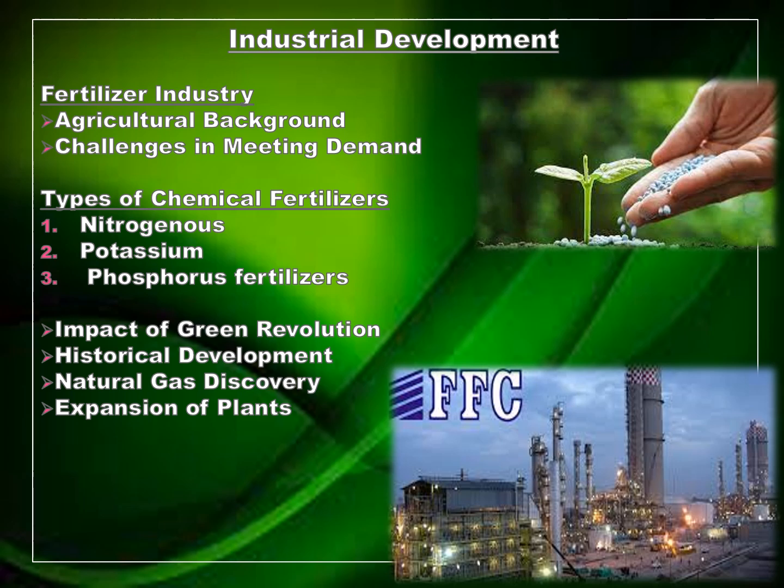Now, if we talk about another very important industry, that is called the fertilizer industry. Pakistan is primarily an agricultural country, and it faces a significant demand for cow dung and natural manure in its farming practices. But it is unable to meet the growing demand for natural manure. So there is a crucial need for chemical fertilizers as well. There are three main types of chemical fertilizers: nitrogenous, potassium and phosphorus fertilizers. The demand for these chemical fertilizers has risen notably, especially after the green revolution of the 1960s.